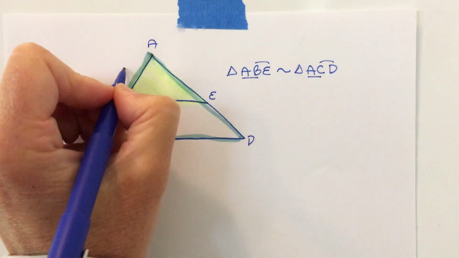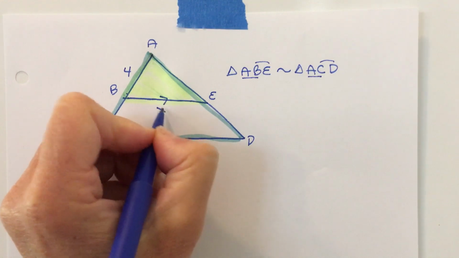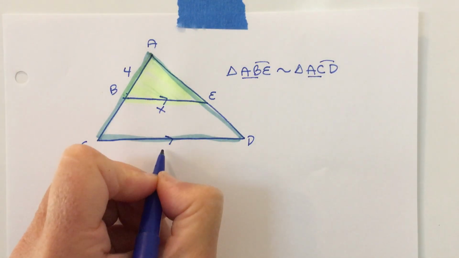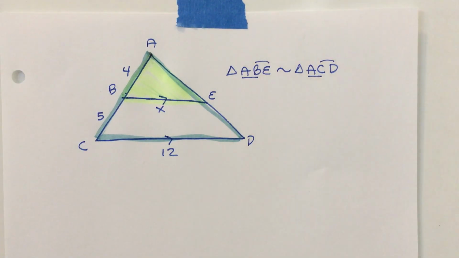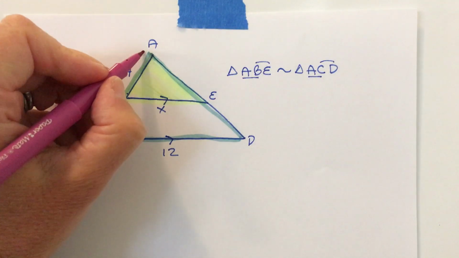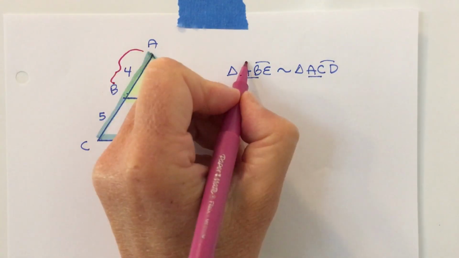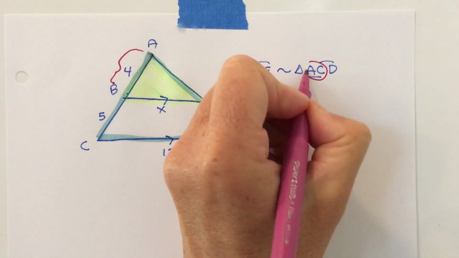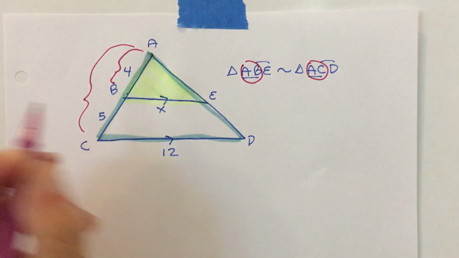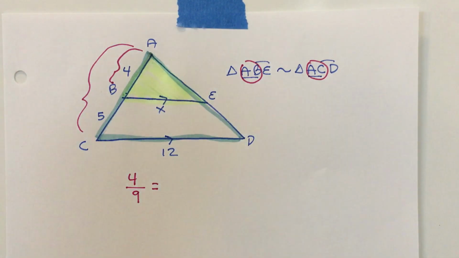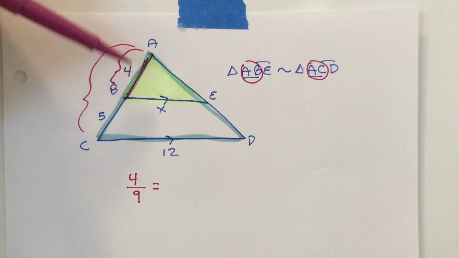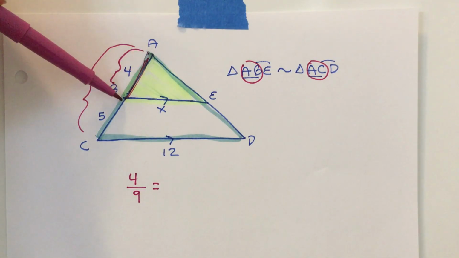All right, so I'm going to give you guys some numbers. I'm going to put 4 there, X there, 12 there, and a 5 here. So here's the deal, you guys. When you try to solve for x, you have to match corresponding sides up. So AB right here is 4. That corresponds to AC, which is all of this. So you'd say 4 to 9. See where I got that 9? The 4 is to here, but it corresponds to this whole side, which is 4 plus 5.